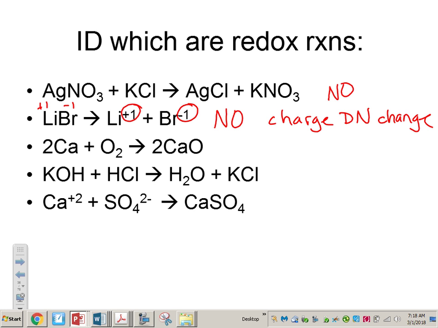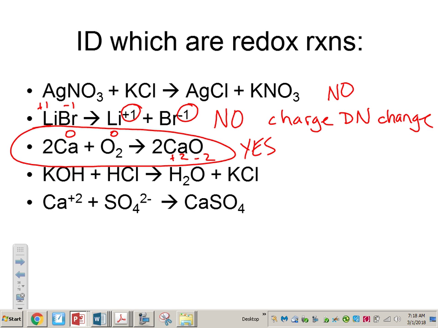The next one, however, yes, this is going to be the redox reaction because not only is this calcium alone, but it also has no charge. Likewise, the oxygen is alone and has no charge, but then the charge is not 0 when it's in the compound. In fact, the calcium is +2 and the oxygen is -2. So this is a big fat yes.